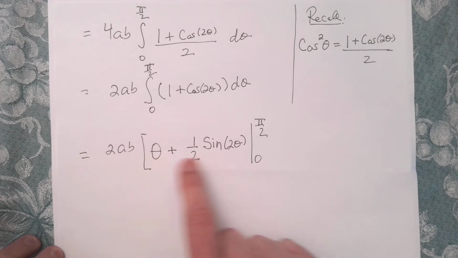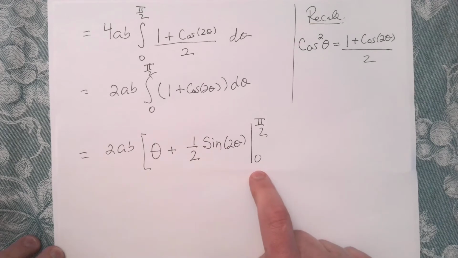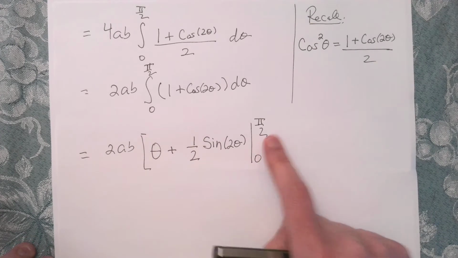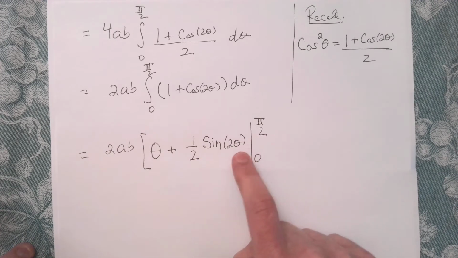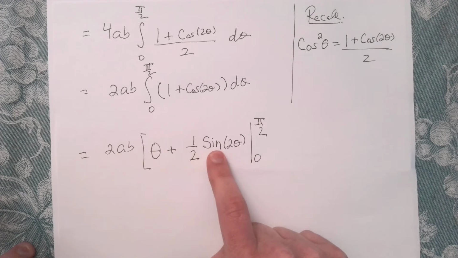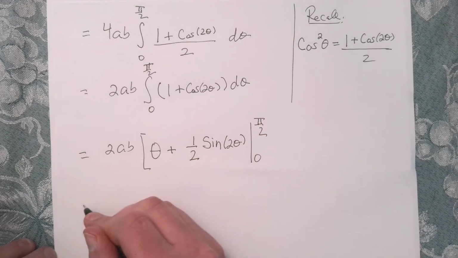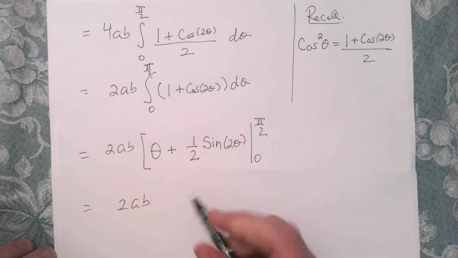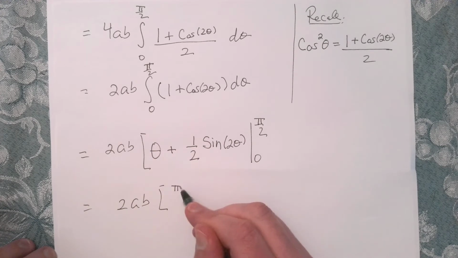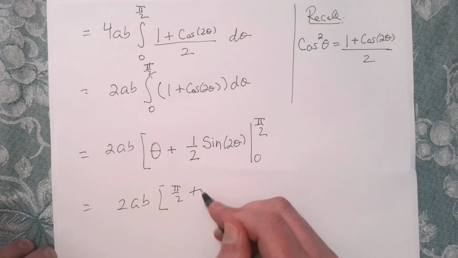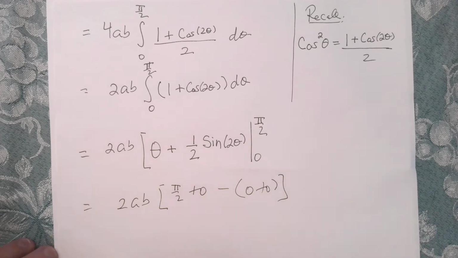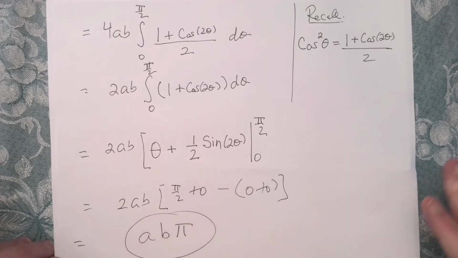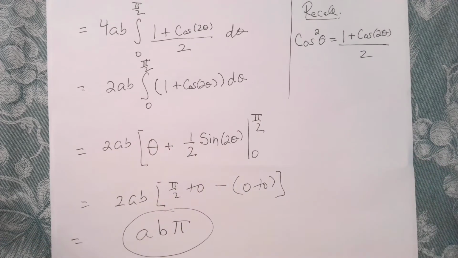But I notice that both of these terms will vanish at 0, so I only get a contribution at pi over 2, and in fact, I only get a contribution right here, because if I plug this into theta with our sine, that term will vanish. So I just have the following. Okay, so I'll have this pi over 2. When I plug pi over 2 in here, that's 0, and then both of these terms vanish at 0. And so we get the following. So we get a, b, pi. So that is the area of our ellipse.